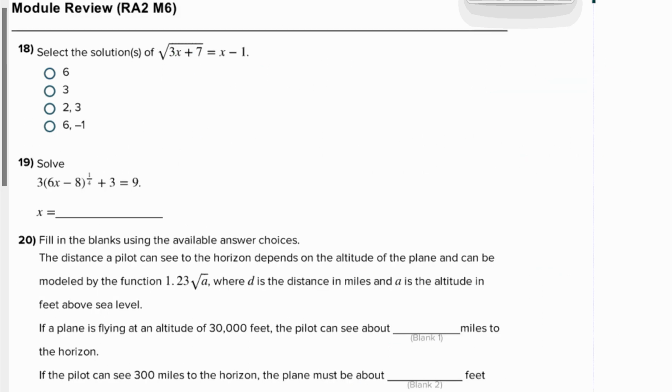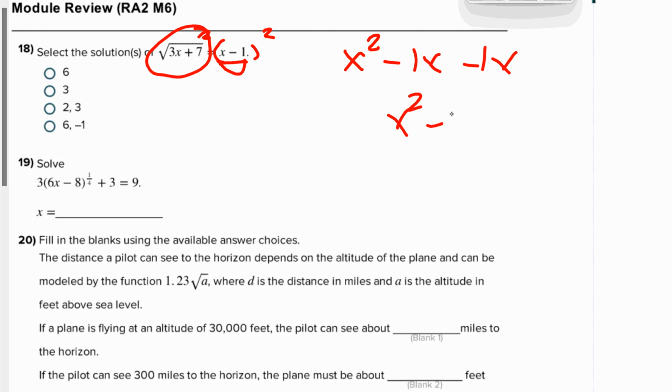All right, let's see here. Select solutions, right? So we're just solving for x. So we got to get the radical by itself, which it is, and then we can square both sides. But when I square these two things, I got to FOIL it out, right? X times x is x squared. X times 1 is a negative 1x. Negative 1 times x is another negative 1x.